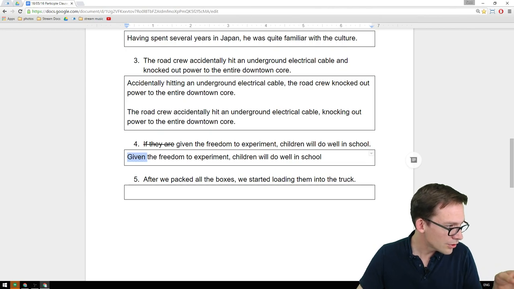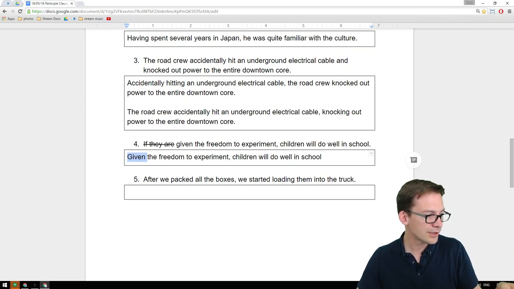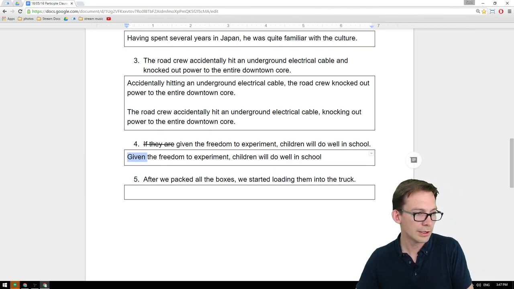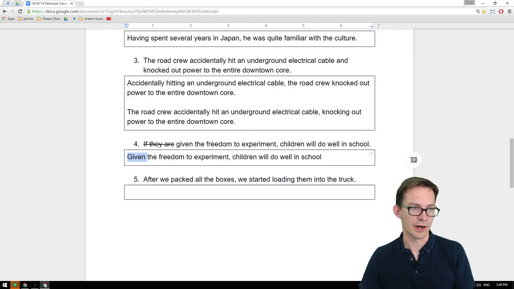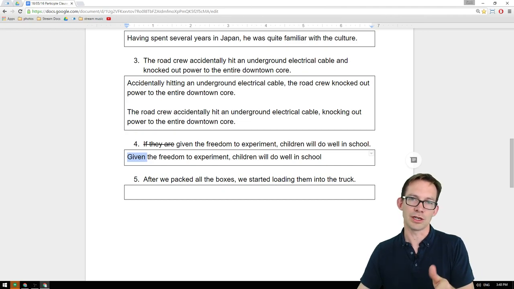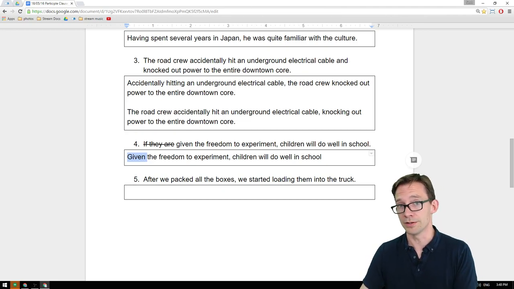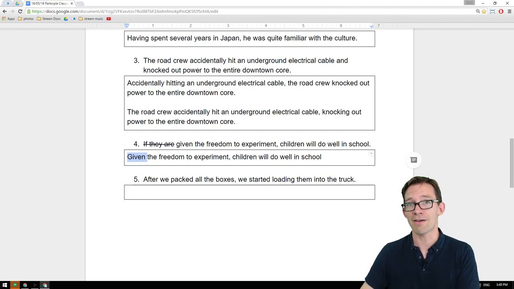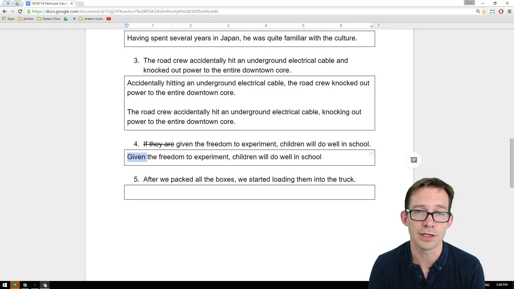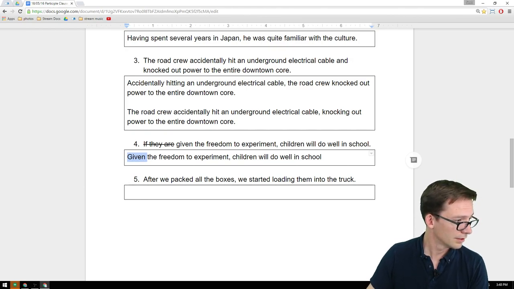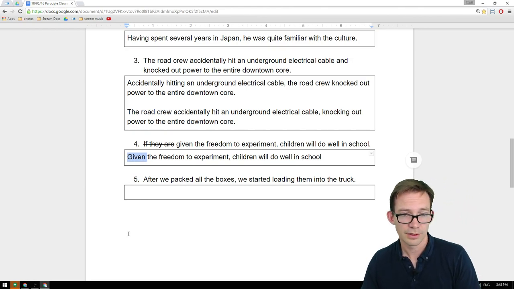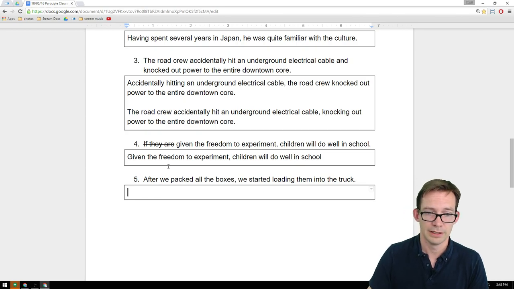Yeah, so Anthony, I'm looking at your answer, and you're saying having freedom to experiment, children will do well. Now that's a good attempt, but what you're saying there is you're kind of changing it. You're not saying if now, you're saying because they have the freedom, they will do well, if you say having, okay? If you want it to show a condition, it really has to be in the passive form with the past participle. Good.